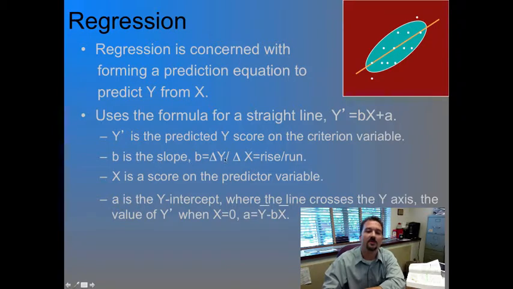B is slope. Okay, we've all seen this before. Rise over run. The change in Y divided by the change in X is your B, or slope. X is the score on the predictor variable. In my example, the predictor variable is ACT score. You're trying to use that variable to predict your criterion variable. And A is the Y-intercept. It is where this line is crossing the Y-axis, the vertical axis. The value of Y prime when X is 0, in other words.